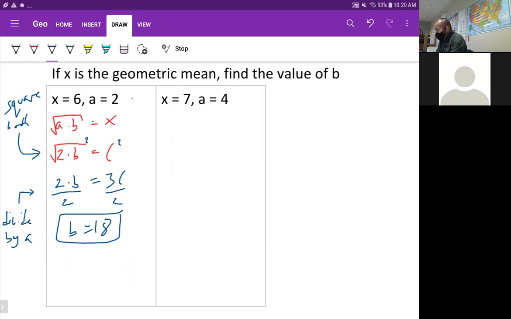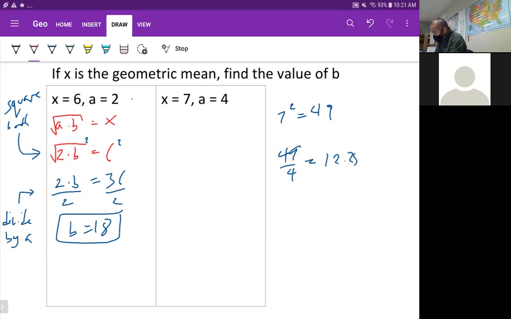So 7 squared. 7 squared is 49. That's the first step. You square it. And then 49 divided by 4. 49 divided by 4 is 12.25. Okay, so that is doing it with a shortcut.